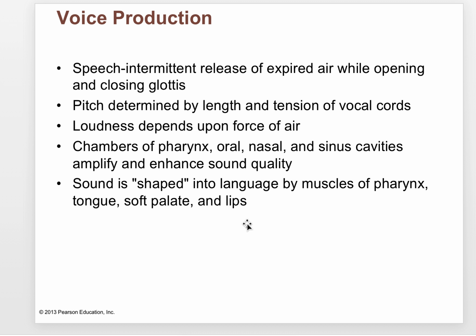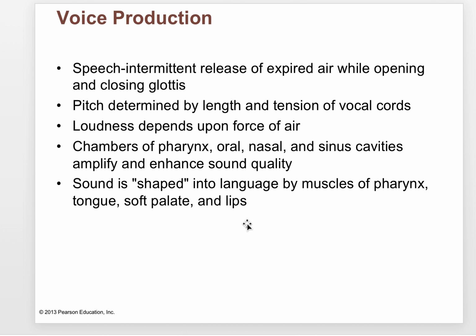The production of voice is a result of expired air going across the vocal cords. The vocal cords vibrate as air goes across, almost in a similar way that the strings of a violin vibrate when they're played with a bow, and the vibration causes a sound. The pitch of the voice is determined by the length and the tension of the vocal cords. The loudness of the voice depends on the force of air across the vocal cords.